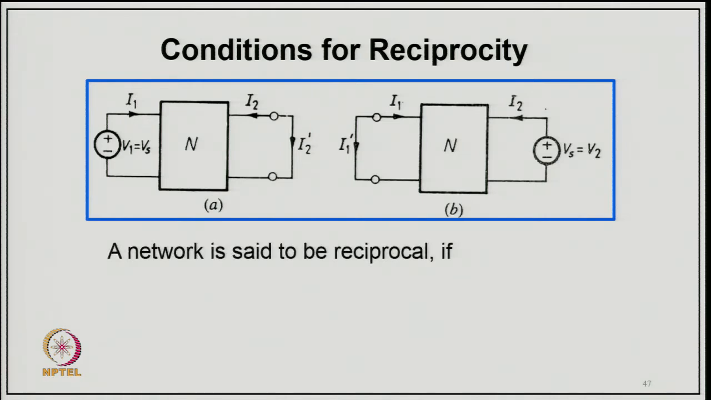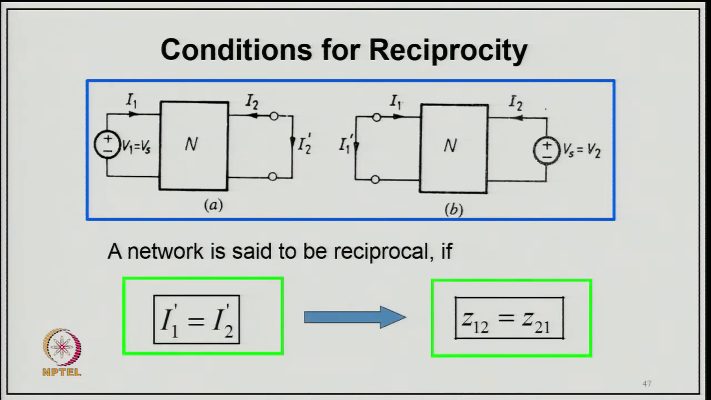A network is said to be reciprocal if I1 dash equals I2 dash. In terms of impedance parameters, since both voltage source magnitudes are the same, this gives Z12 equal to Z21. This condition we call the reciprocity condition for the 2-port network, and we call the network reciprocal.